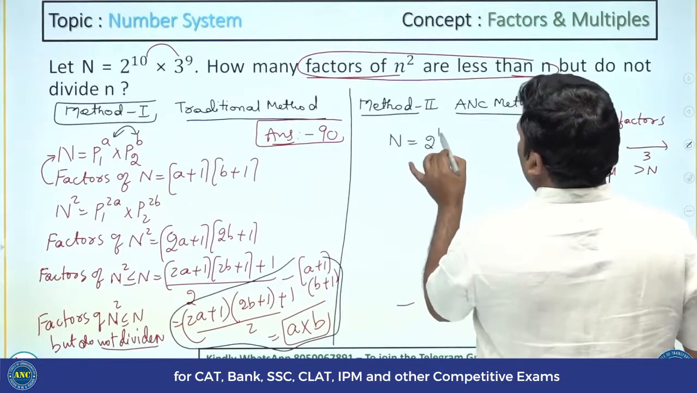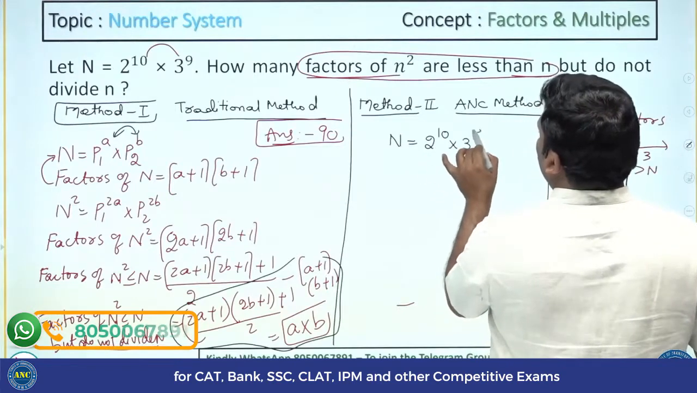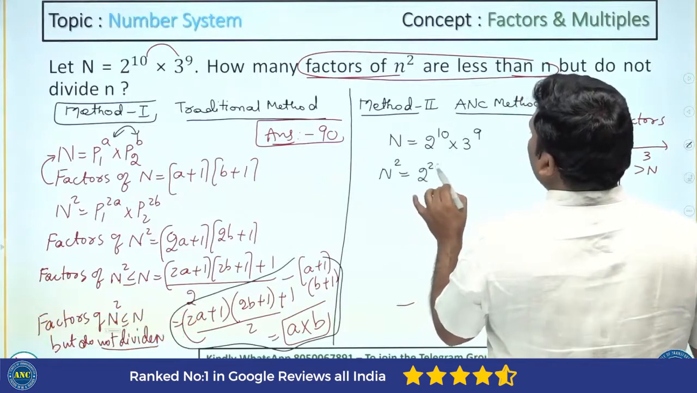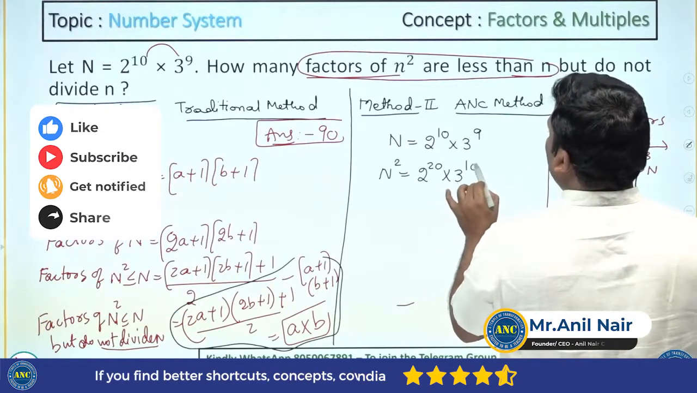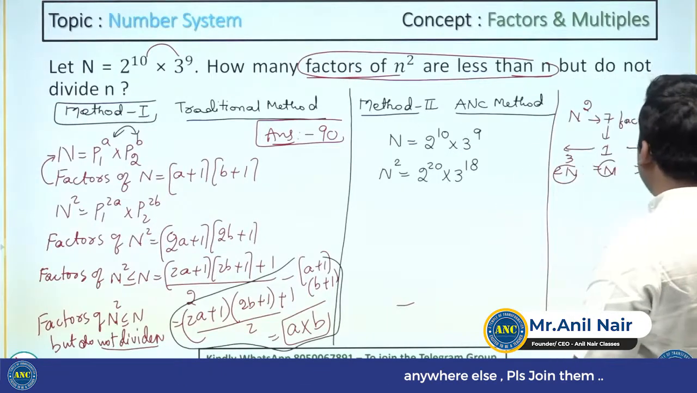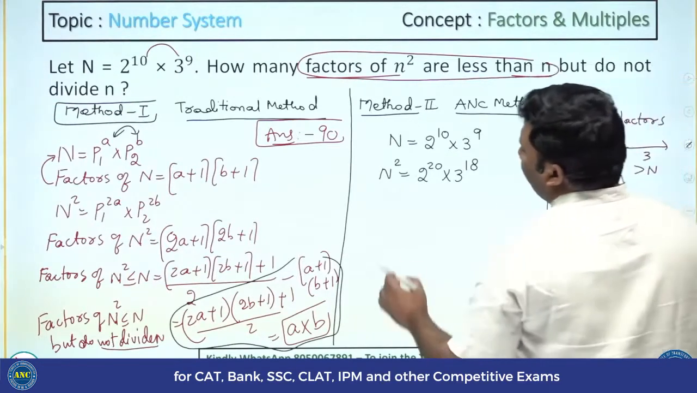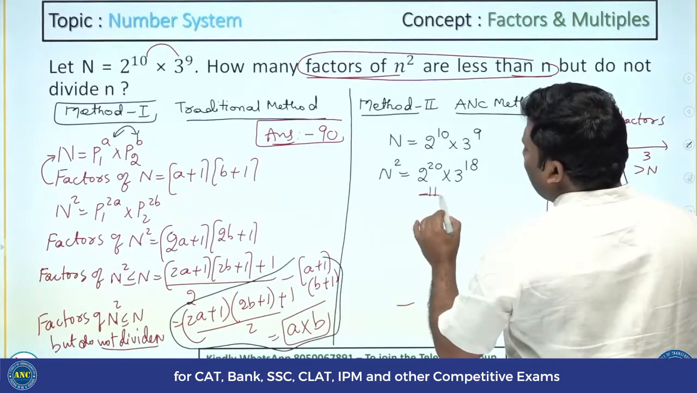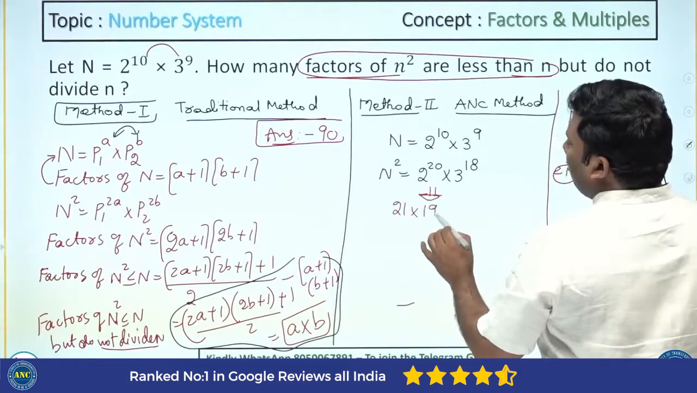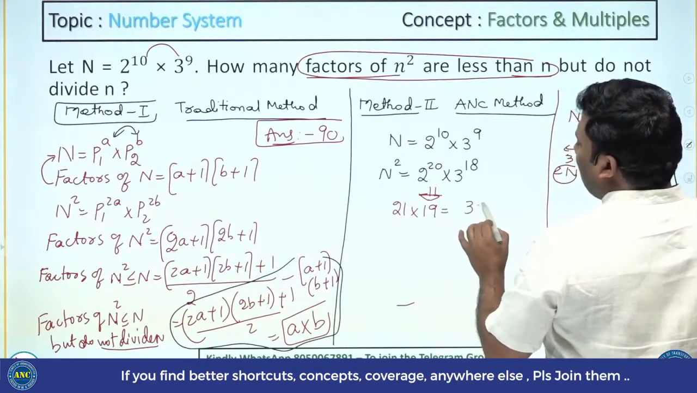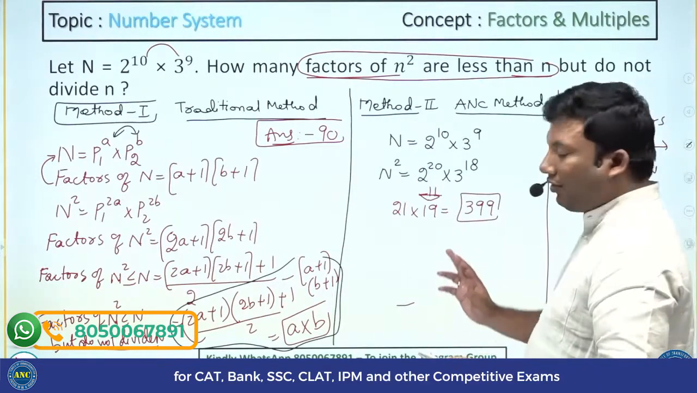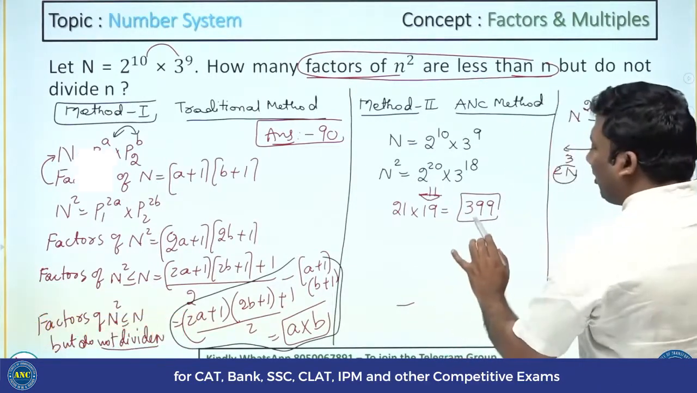n is 2 power 10 into 3 power 9. n square will become 2 power 20 into 3 power 18. Are you all with me? How many factors are there for this number? 0 to 20, 21. 0 to 18, 19. 21 into 19 is 399. Listen carefully, 399 is an odd number of factors.